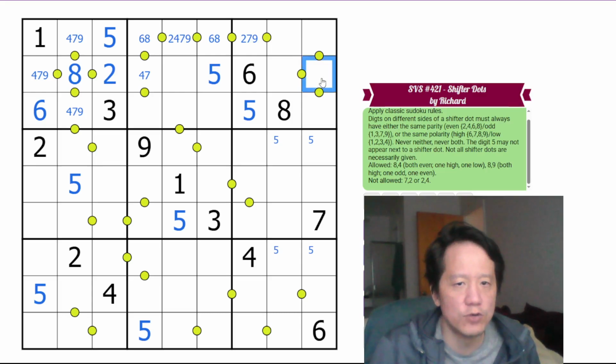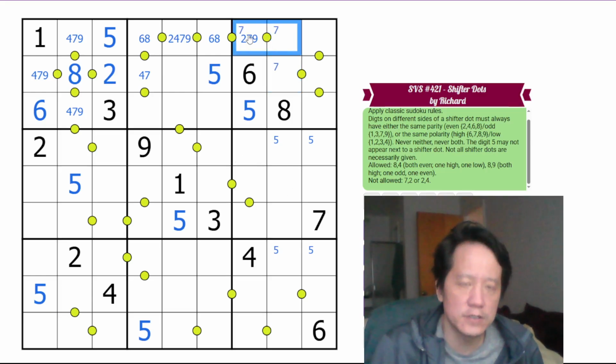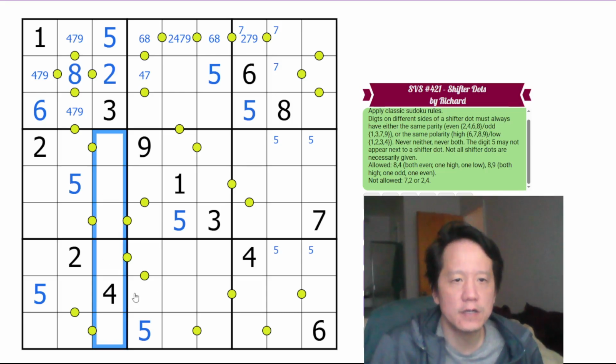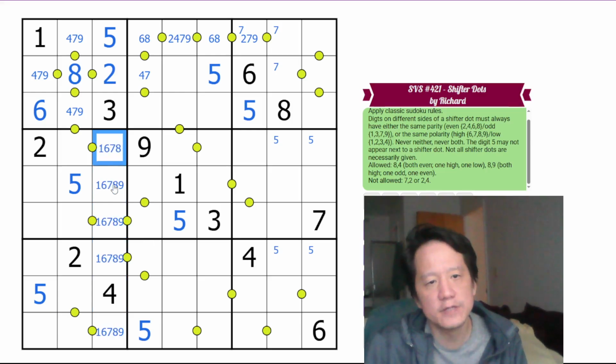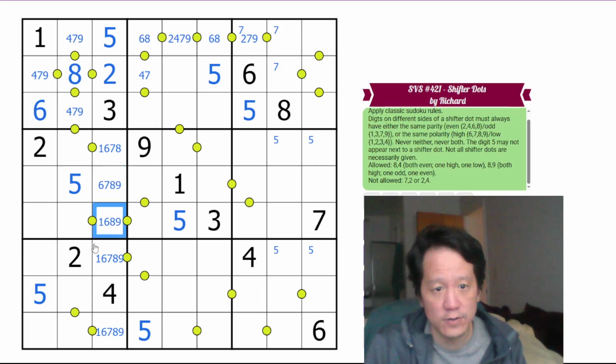If this, what digit can this be? Is kind of the question. Actually, where is the 7? 7 has to be one of these 3 digits in box 3. So it's next to some parity, some shifter dot, sorry. What are the remaining digits in column 3? They're 1 with 6, 7, 8, 9. This can't be 9. This can't be 1. This can't be 7 here.